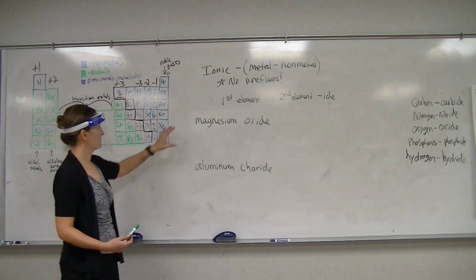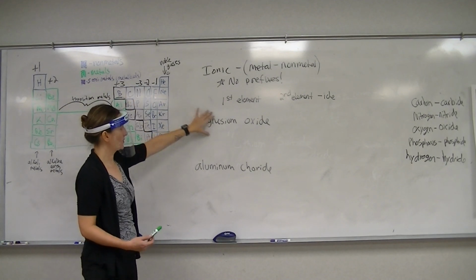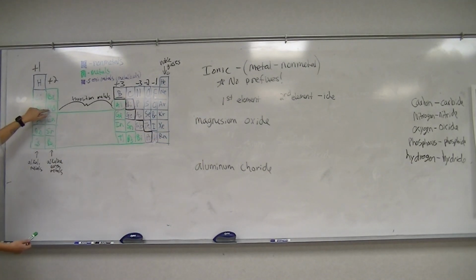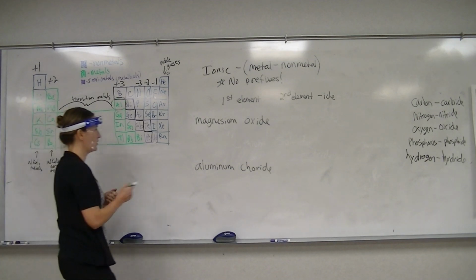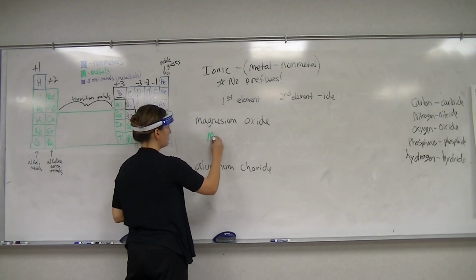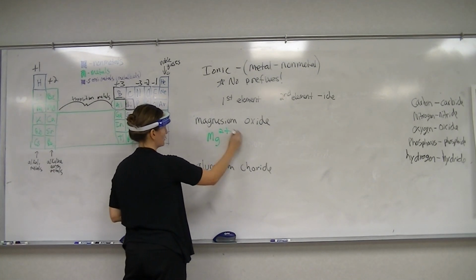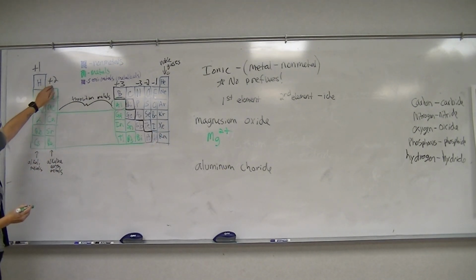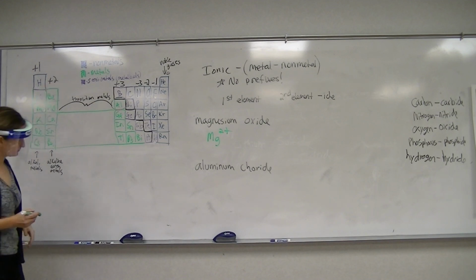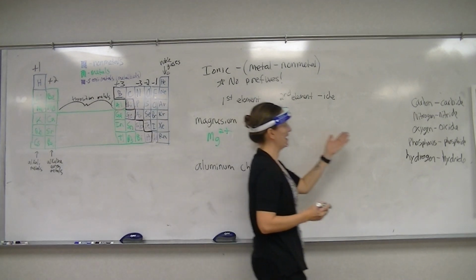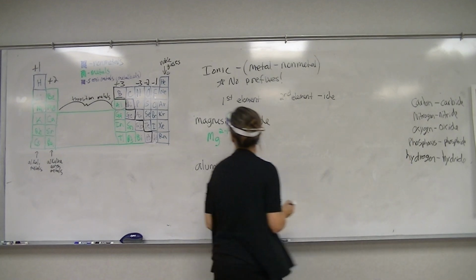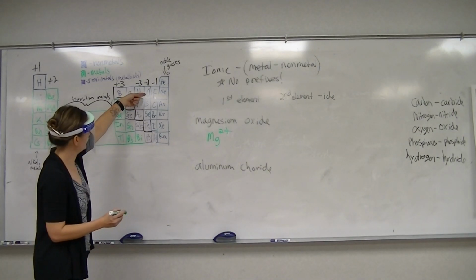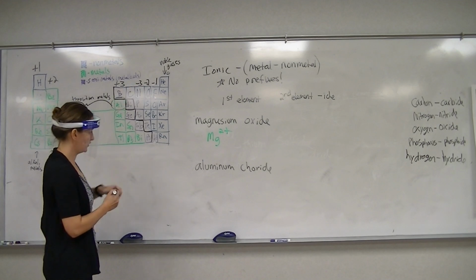So to do this one, we're going to use the charges to figure it out. We have magnesium, Mg, right here. It's an alkaline earth metal. So start by finding the symbol and then writing the charge. Magnesium's an alkaline earth metal, and it's always going to form a +2. Now oxide, that's just oxygen. Finding oxygen, it's right here in group 16, its charge is -2.